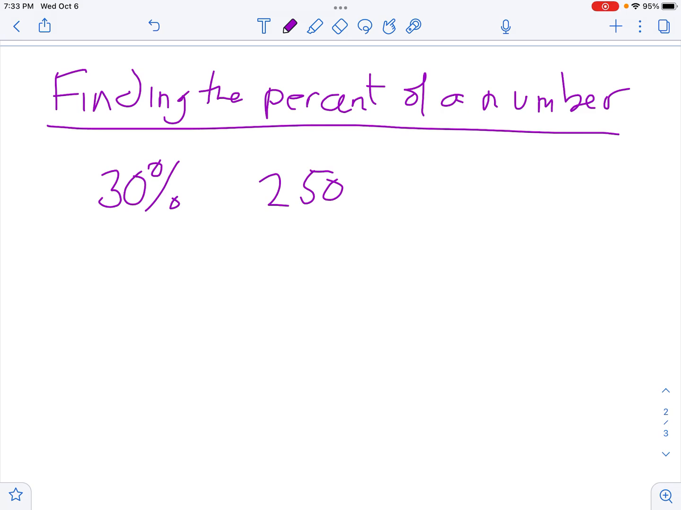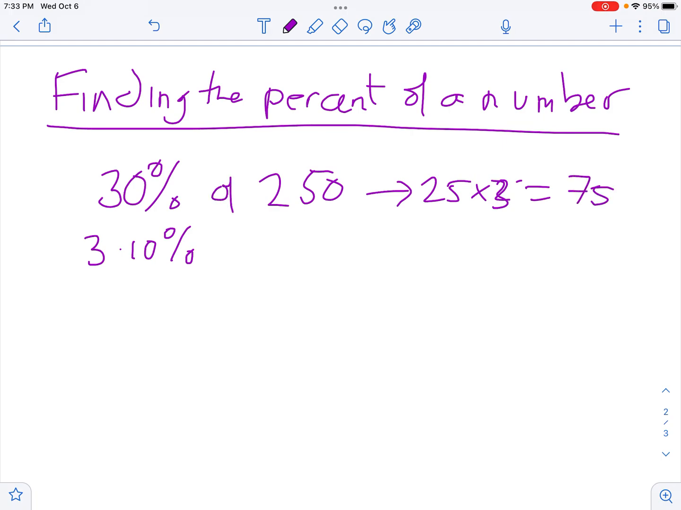I'm going to show you two ways to think about that. One way is kind of in your head. You could know that 30% is 3 times 10%, and 10% is really easy to find. You just divide by 10. Dividing 250 by 10 gives me 25. And since there's 3 of them, it would be 25 times 3, which equals 75. So 30% of 250 is 75.